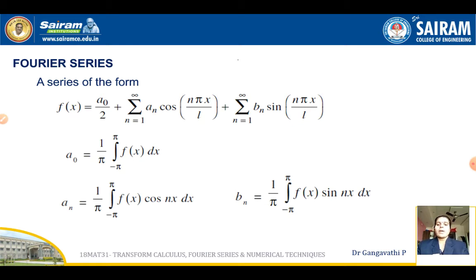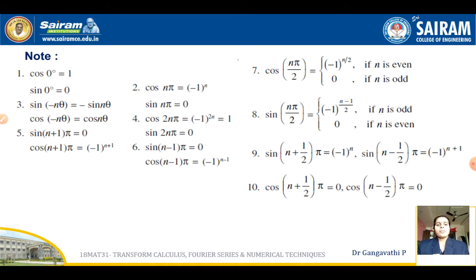The formula for a naught is given by 1 by pi integral minus pi to pi f of x dx. What I am discussing here is mainly in the interval minus pi to pi. So this formula, whatever we have written, is applicable only for the interval minus pi to pi. This is our a naught, and a n is given by 1 by pi integral minus pi to pi f of x cos nx dx. And b n is equal to 1 by pi integral minus pi to pi f of x sin nx dx. Here a naught, a n and b n are all called Fourier coefficients.